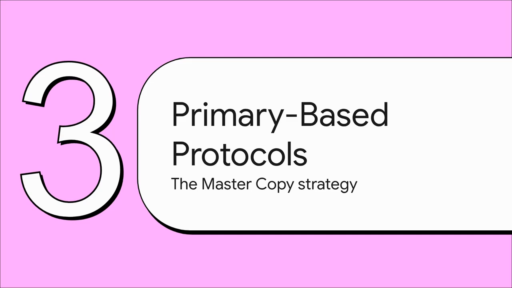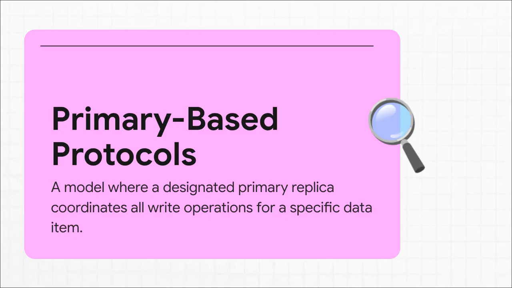But what if you do need stronger guarantees? What if close enough isn't good enough? For that, we turn to a much more structured approach, the primary-based protocol. And the core idea here is incredibly simple. Establish one single source of truth. In this model, one replica gets designated as the primary, or the master copy. So if you want to change the data, any request must go through this primary first. It acts like the ultimate gatekeeper, making sure that all the updates are processed in a really controlled, sequential way.